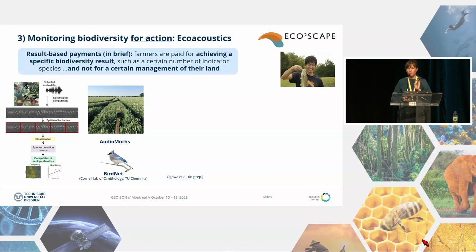You still need, in my opinion, at least ornithologists to check the results for your case study region, and also to adapt species-specific confidence scores. We use this data and we sample across agricultural landscapes to produce species richness maps, for example. If we want to design result-based payments, we first need to know where the species are in the landscape to then adapt the payment levels for the farmers.